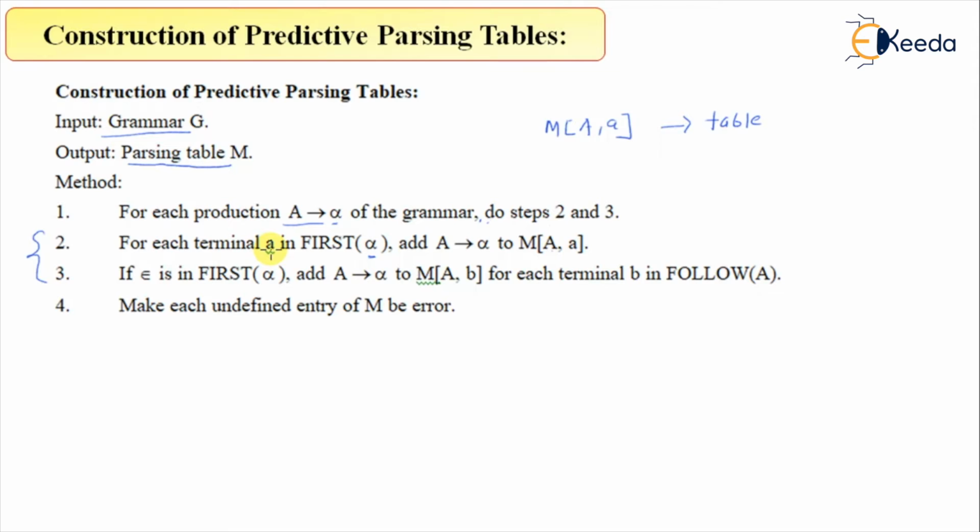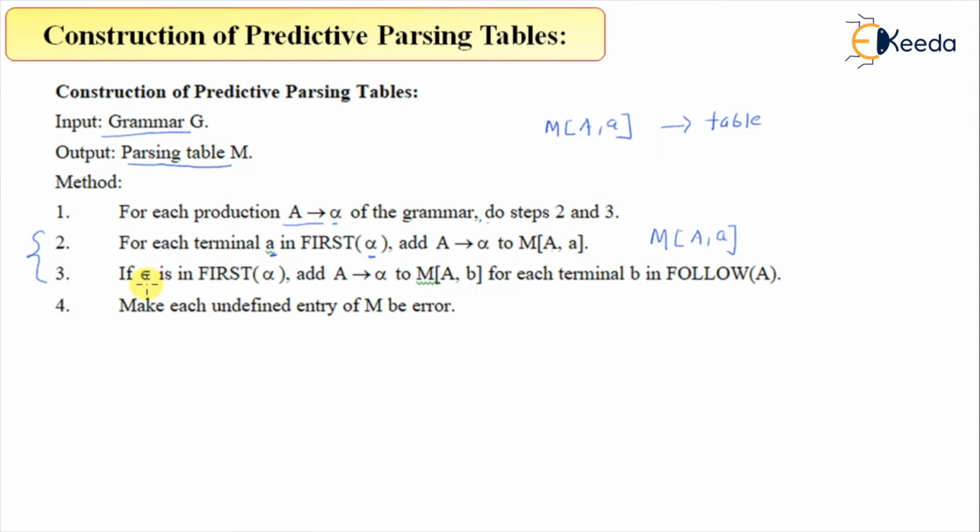So you compute first, and if a small a terminal symbol is in first of alpha, then you put that entry into the table M[A, a]. So you put this on the capital A row and small a column.